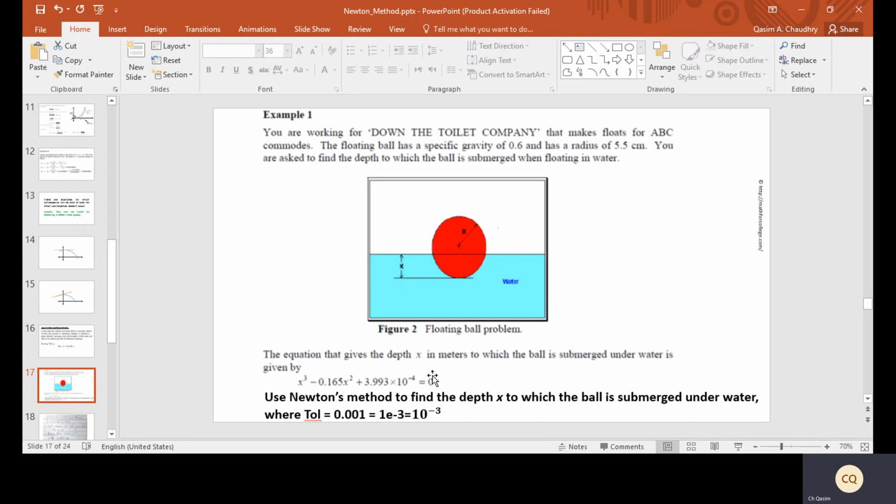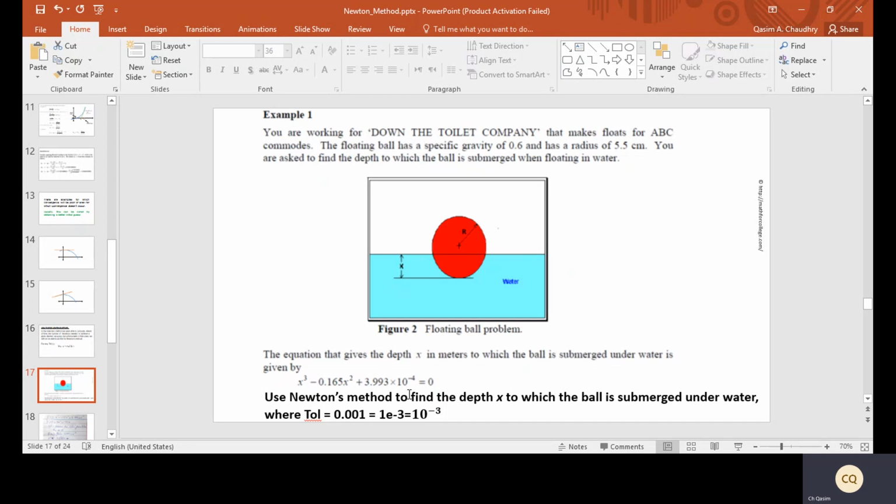And the equation that gives the depth x in meters to which the ball is submerged underwater is given by this function. So students, actually your goal is not to find out this function. Sometimes you are asked to find out this function. Basically, that is the topic of the modeling.